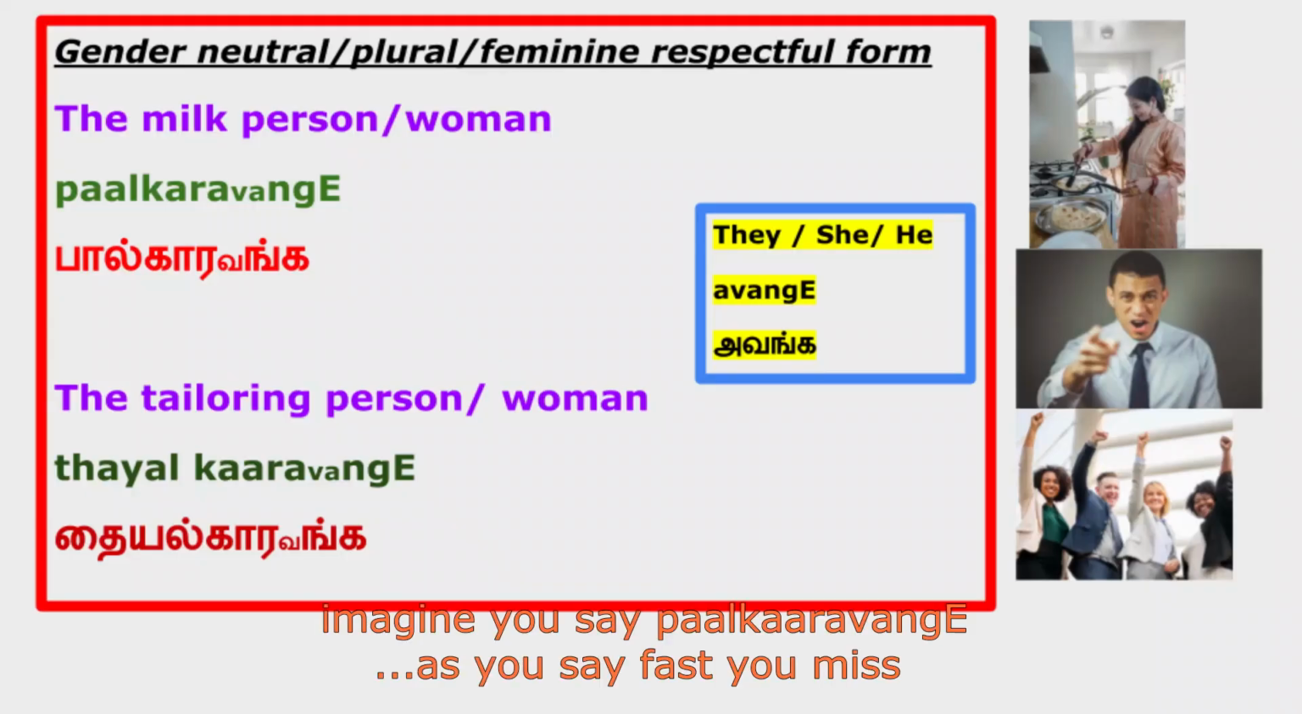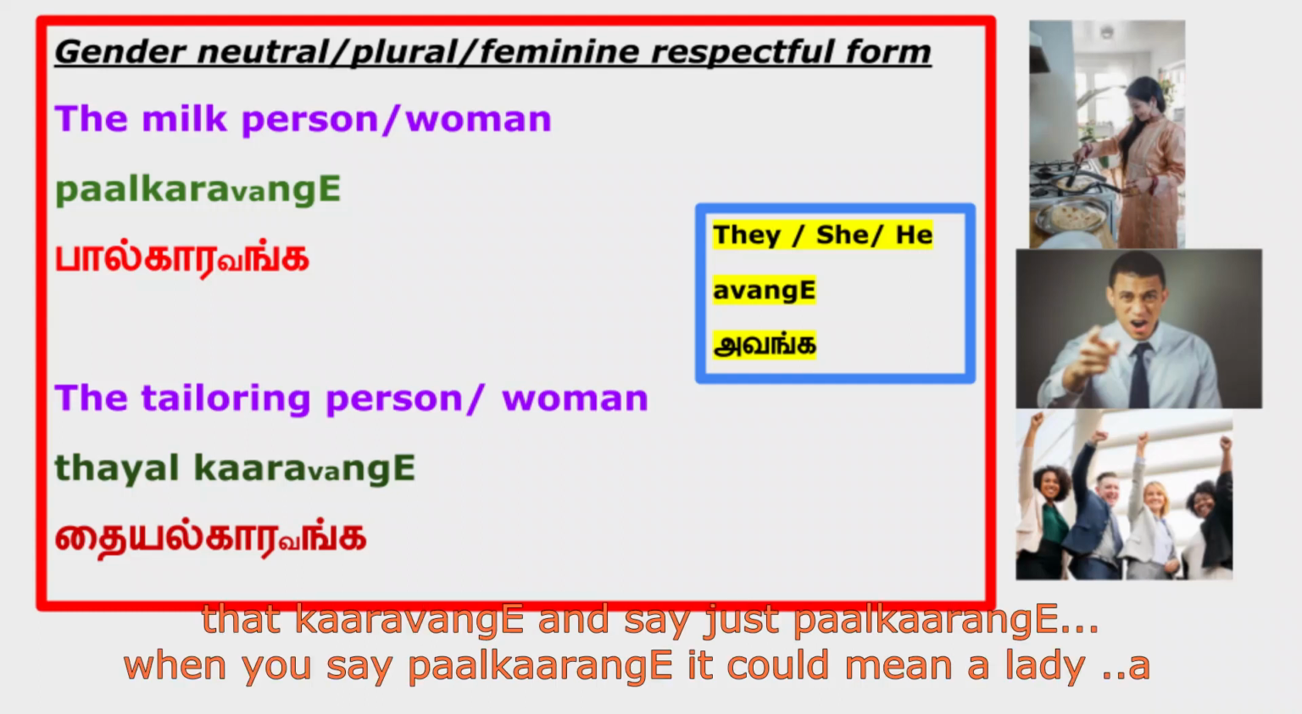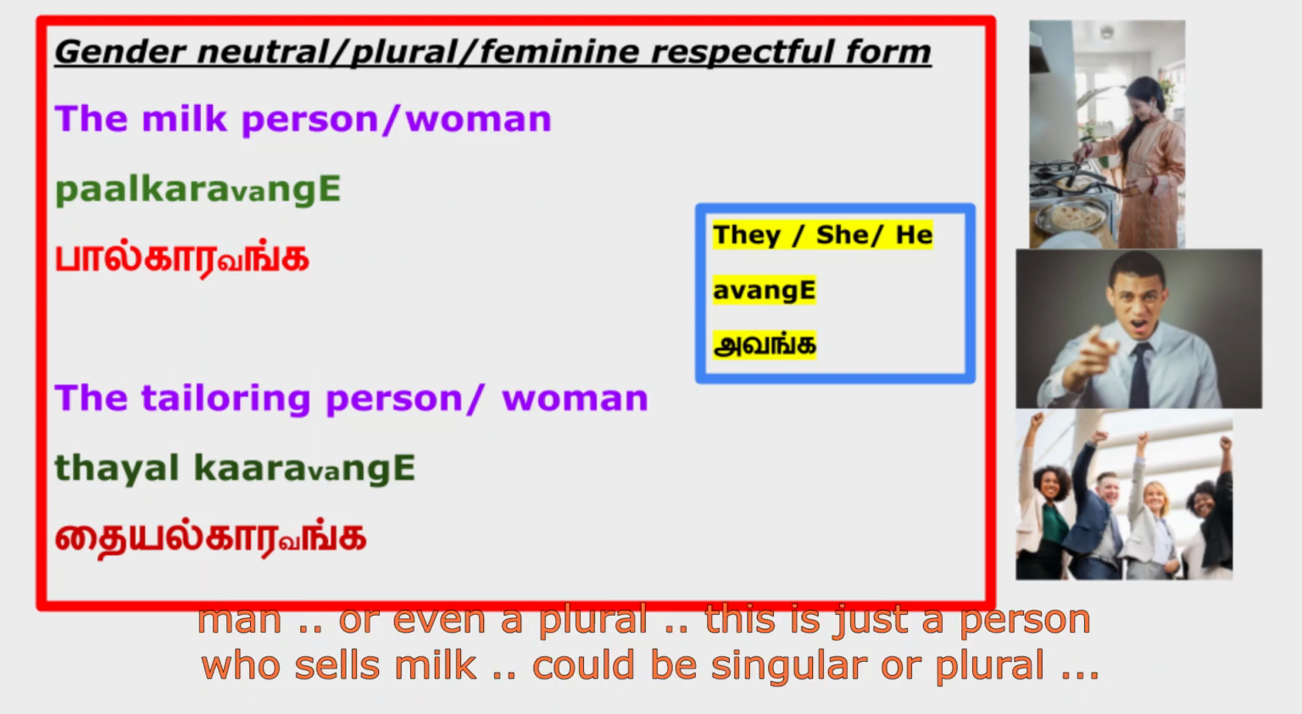Imagine you say palkaravanga. As you say fastly, you miss that karavanga and you just say palkaranga. When you say palkaranga, it could mean a lady, a man, or even a plural. So this is just a person who sells milk. Could be singular or plural.